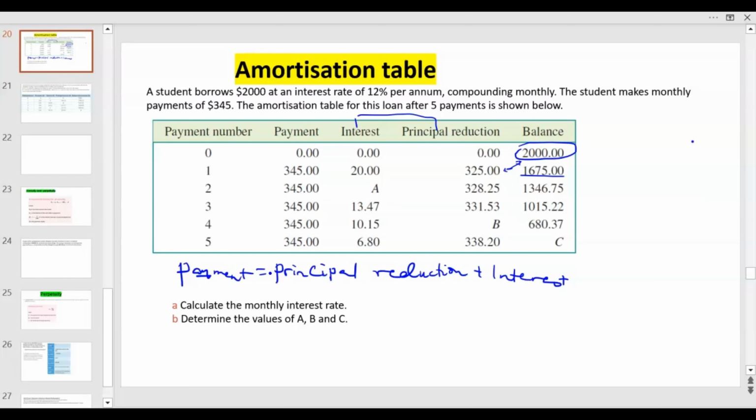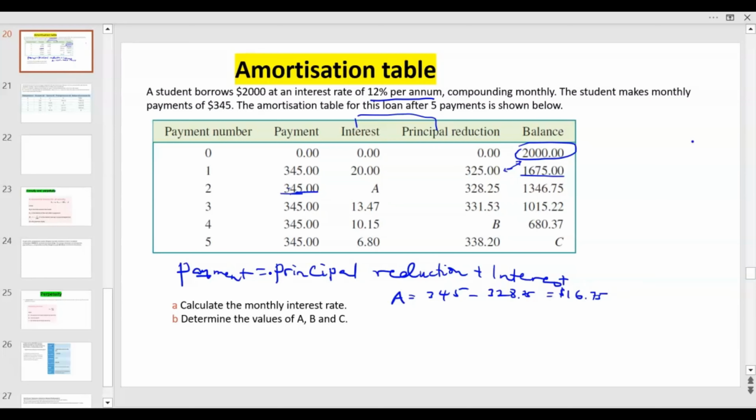Now, if I want to work out what the interest is, there are two ways I can find out since I know the interest rate. Let me show you. We can just subtract, since we know that the payment equals the principal reduction plus interest. So A equals 345 minus 328.25, and that gives us $16.75. That's one way of doing it.